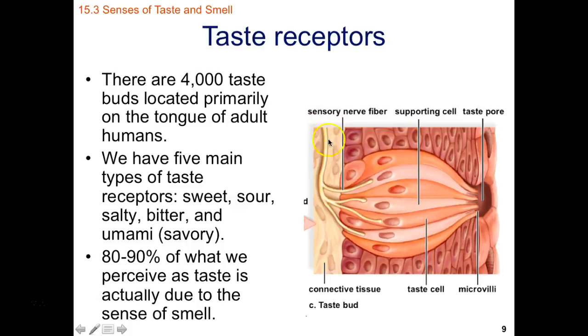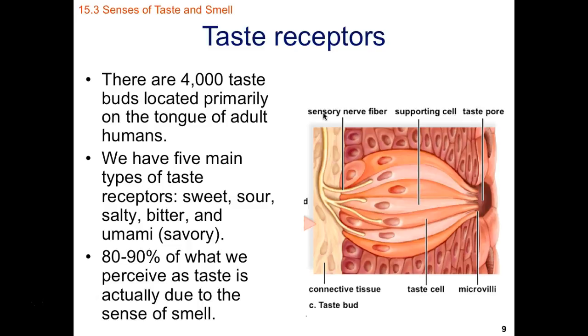We have a sensory nerve that'll be attached to each of these taste cells that will bring in chemicals through the taste pore. Okay, so we bring it in and then we transmit what we're tasting through a sensory nerve, which will go to our brain. We have a specific area in the brain which will interpret the taste that we are sensing. And 80 to 90% of what we perceive as taste is actually due to the sense of smell.